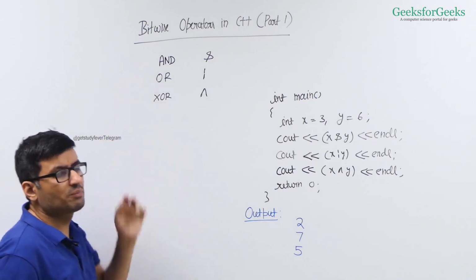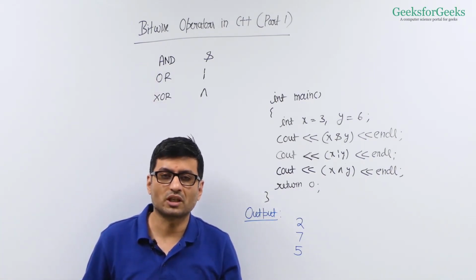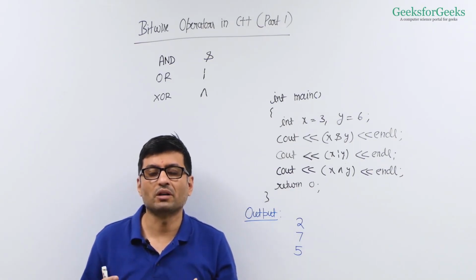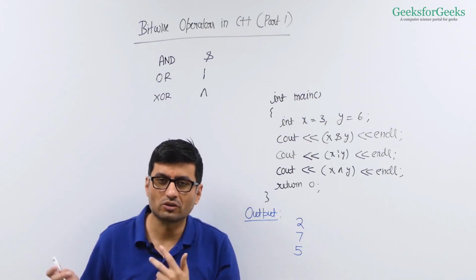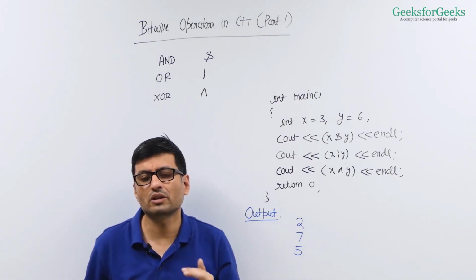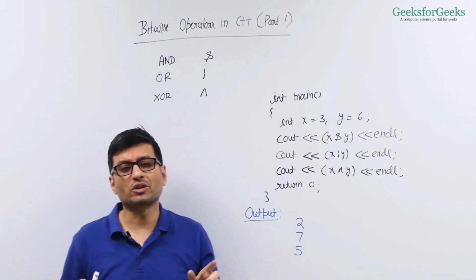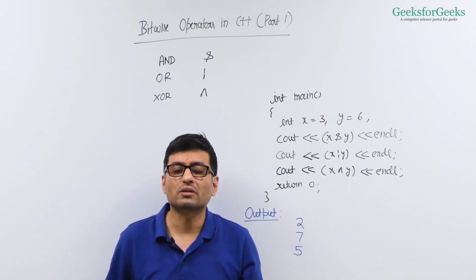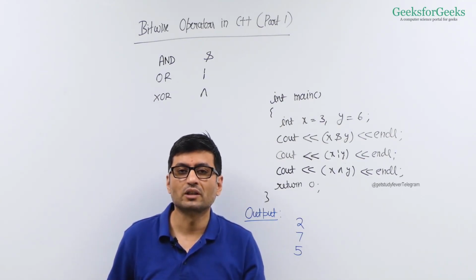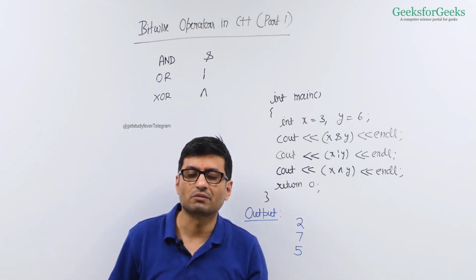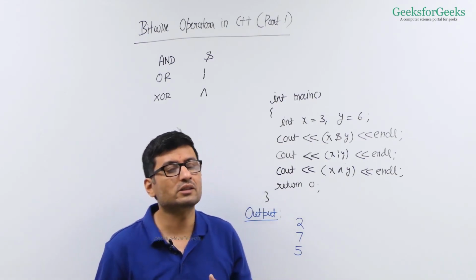Bitwise OR produces the output 1 when any of the inputs is 1, right? For example, if your input is 1, 1, it's going to produce 1. If input is 0, 1, then also it's going to produce 1. If 1, 0, then also it's going to produce 1. In case of 0, 0, it's going to produce 0. So bitwise OR produces 1 in 3 cases and 0 in 1 case. It's kind of the opposite of bitwise AND, which produces 1 only in 1 case and 0 in 3 cases.